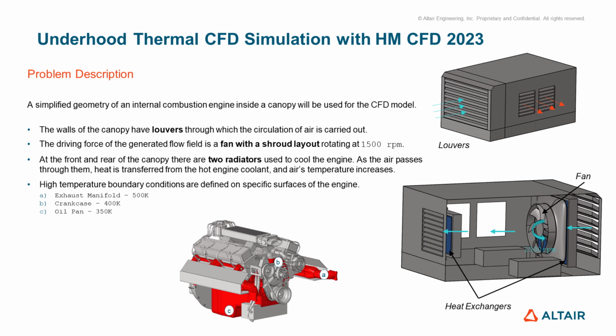A fan with a shroud layout, rotated at 1500 RPM, generates a flow circulation inside the canopy and through the louvers. At the front and rear of the canopy there are two radiators used to cool the engine. As the air passes through them, heat is transferred from the hot engine coolant and air's temperature increases. Furthermore, high surface temperature is defined in specific areas of the engine like the exhaust manifold, the crankcase and the oil pan, contributing to the temperature field inside the canopy.